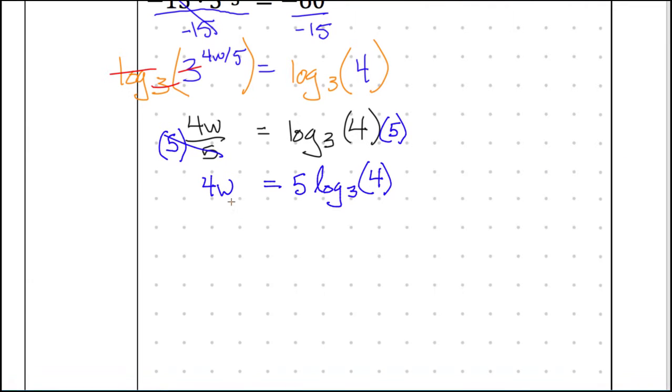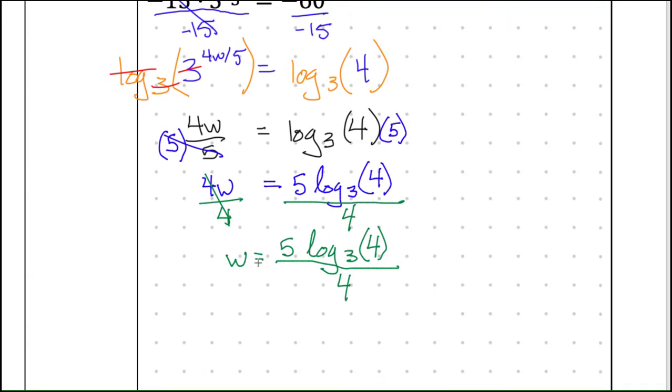Then from there, I need to manipulate this by dividing both sides by 4. Let's switch to green. Divide by 4, divide by 4, and the 4's cancel out, and I'm left with 5 log base 3 of 4, all of that divided by 4. Which is the same thing as I wrote before, just in fractional form. Can this 4 and that 4 cancel out?